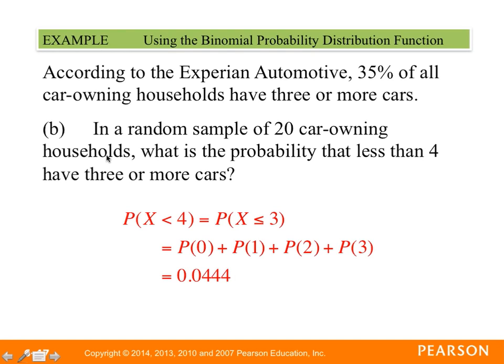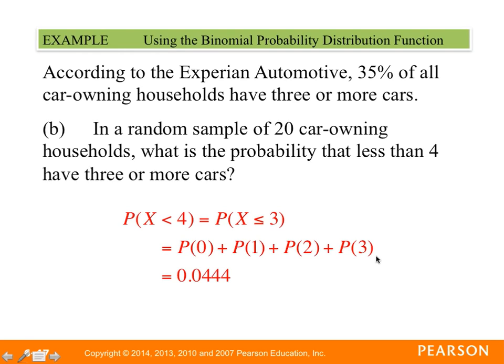Okay, same kind of setup, but in a random sample of 20 car-owning households, what is the probability that less than 4 have 3 or more cars? So that means that we want the probability that x is less than 4. Now, the probability that x is less than 4 is equivalent to saying the probability that x is less than or equal to 3, because we don't want 4, we want 3 or less. So that means we'd have to find the probability of getting 0, 1, 2, or 3.